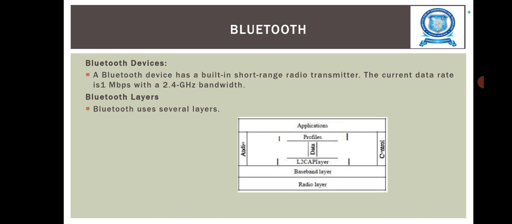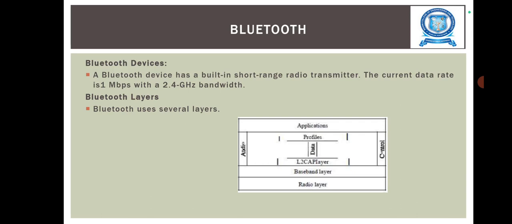Next, we are going to see the band. Bluetooth uses a 2.4 GHz ISM band divided into 79 channels of 1 MHz each. Next, we are going to see the frequency hopping spread spectrum. Bluetooth uses the frequency hopping spread spectrum method in the physical layer to avoid interference from other devices or other networks. Bluetooth hops 1600 times per second.